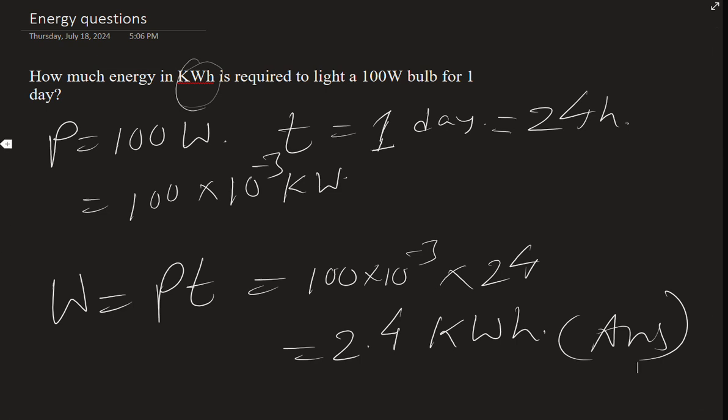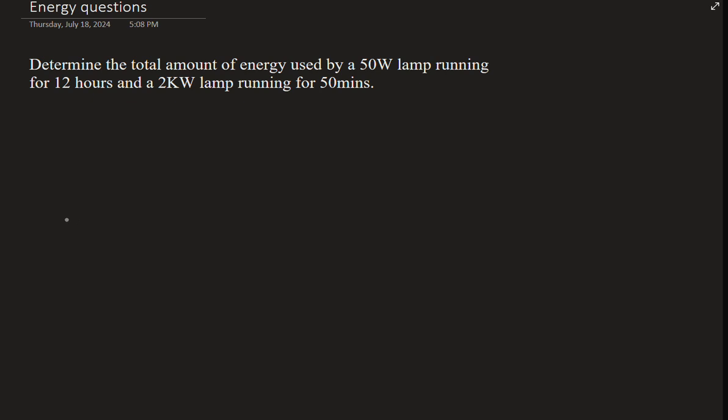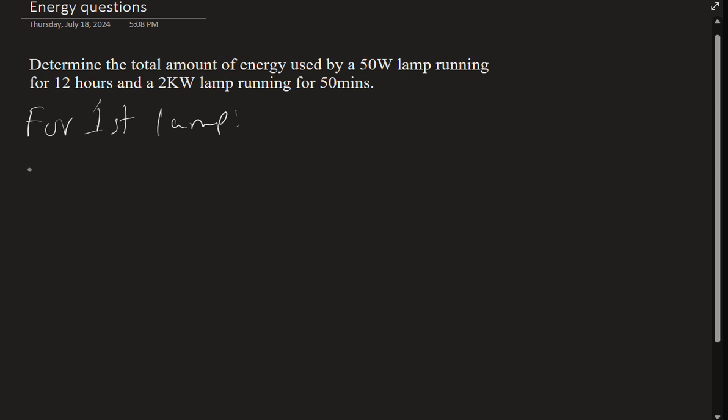Let's go to the next question. Determine the total amount of energy used by a 50 watt lamp running for 12 hours and a 2 kilowatt lamp running for 50 minutes. Here we have two lamps. So for the first lamp, the power of the first lamp is 50 watts, and the time the first lamp runs for is 12 hours.